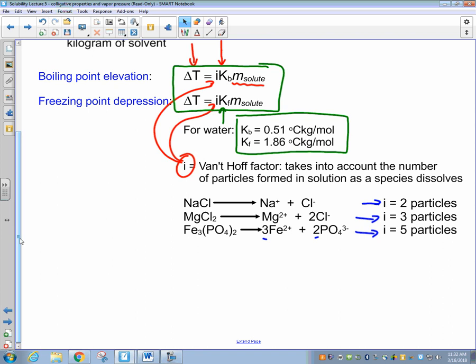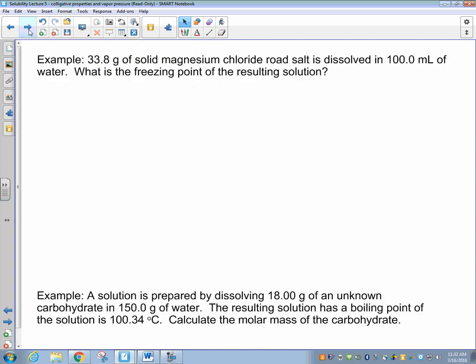So with those definitions and equations given here, let's go ahead and take a look at a couple of example problems using these concepts. So the first example here is, what happens if we took 33.8 grams of solid magnesium chloride, which is road salt, and dissolved that in 100 milliliters of water? What is the freezing point of our resulting solution?